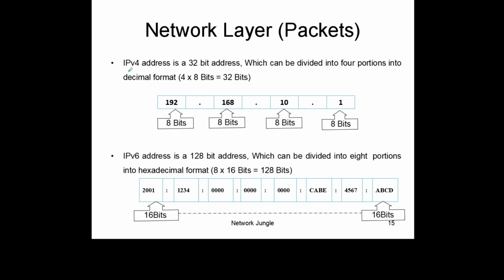Here, IPv4 is a 32-bit address which can be divided into 4 portions in decimal format. So 4 times 8 is 32 bits. Here are the examples of the IPv4 address format. Next, the IPv6 address. It is a 128-bit address which can be divided into 8 portions in hexadecimal format. So 8 times 16 bits equals 128 bits. Here are the examples of the IPv6 format.